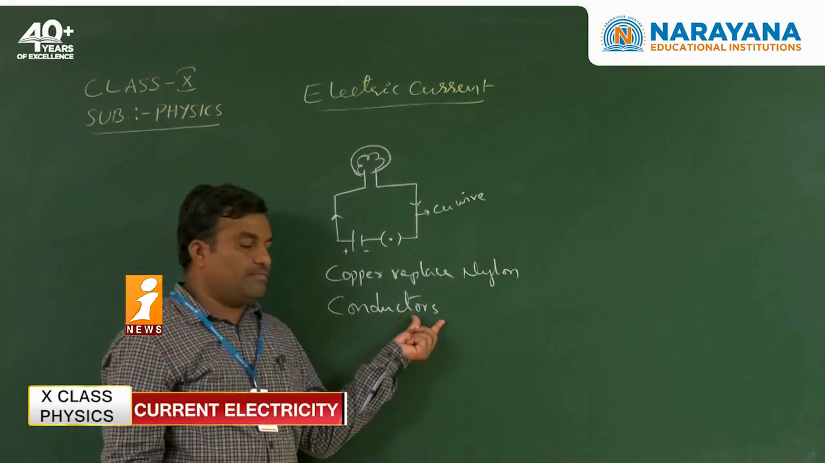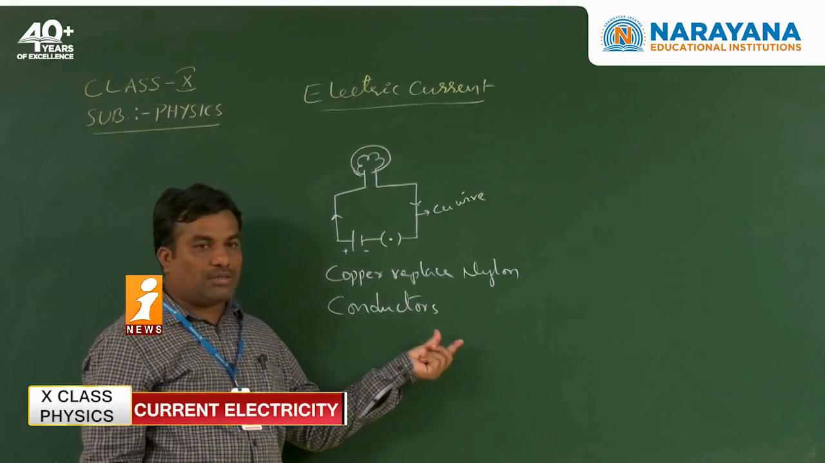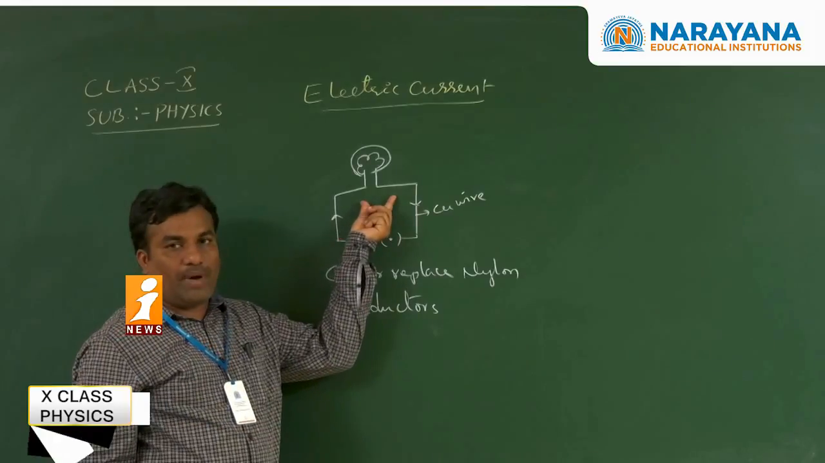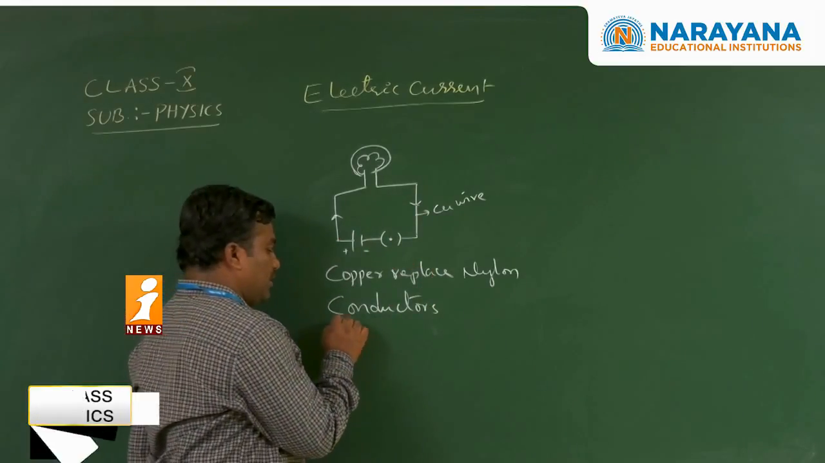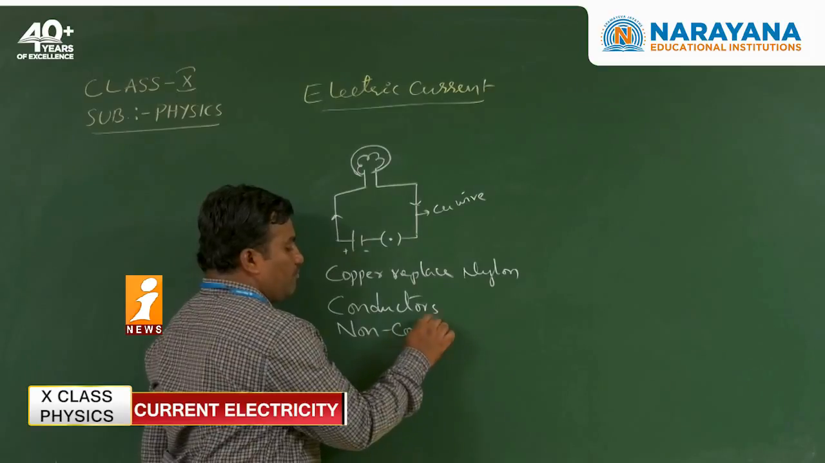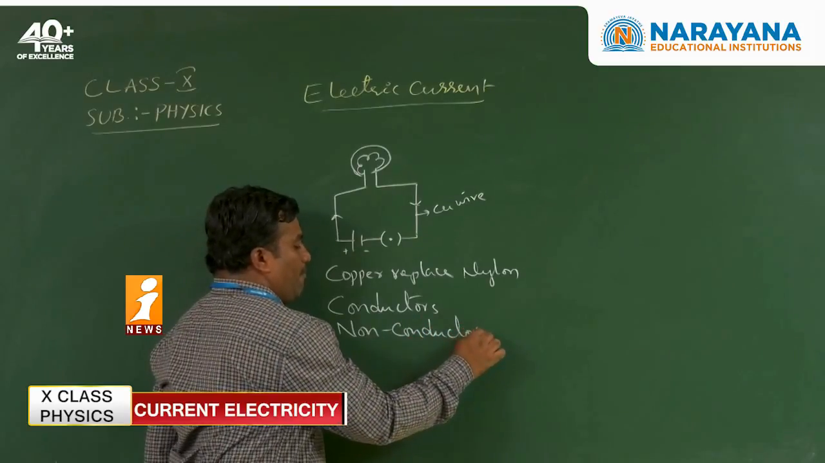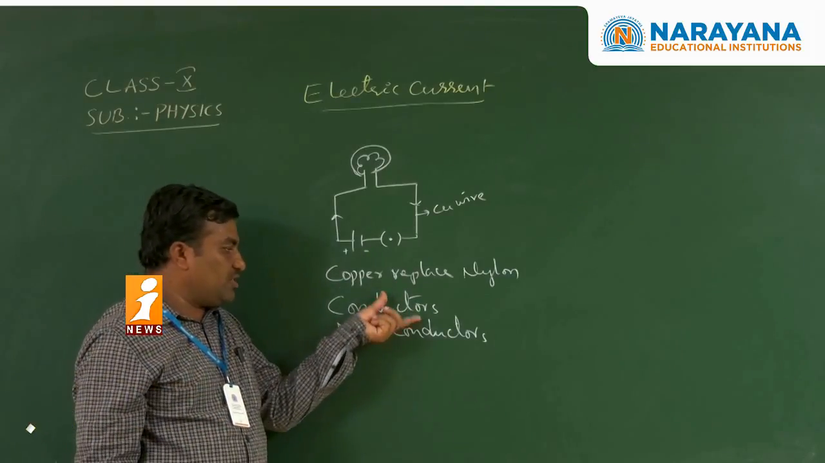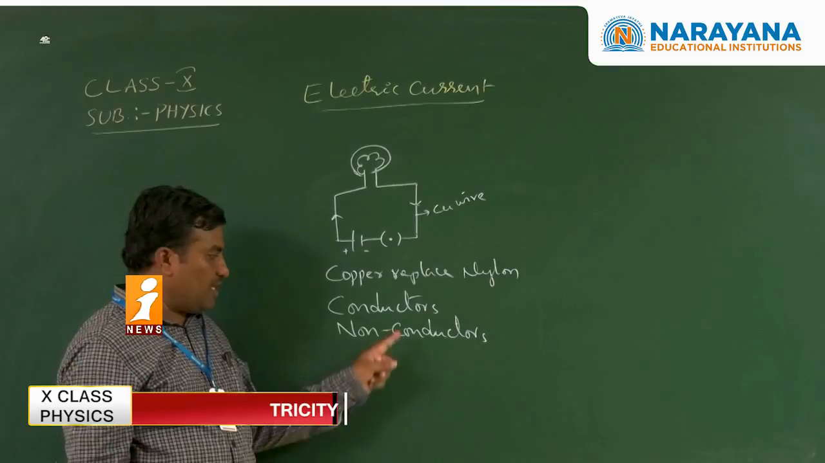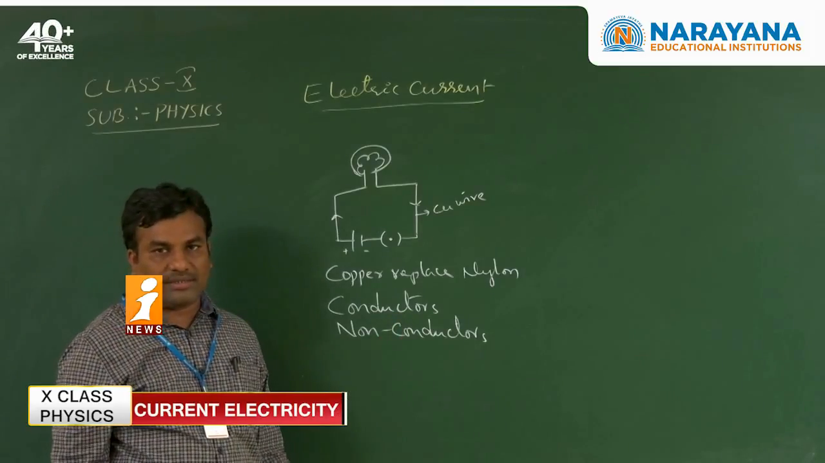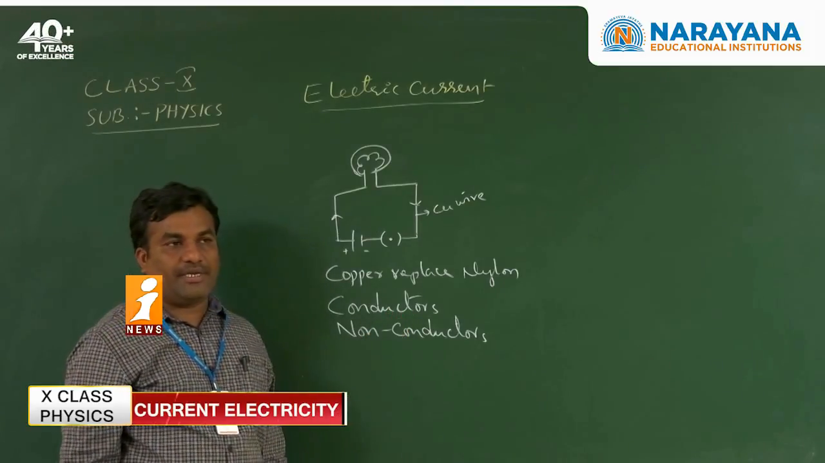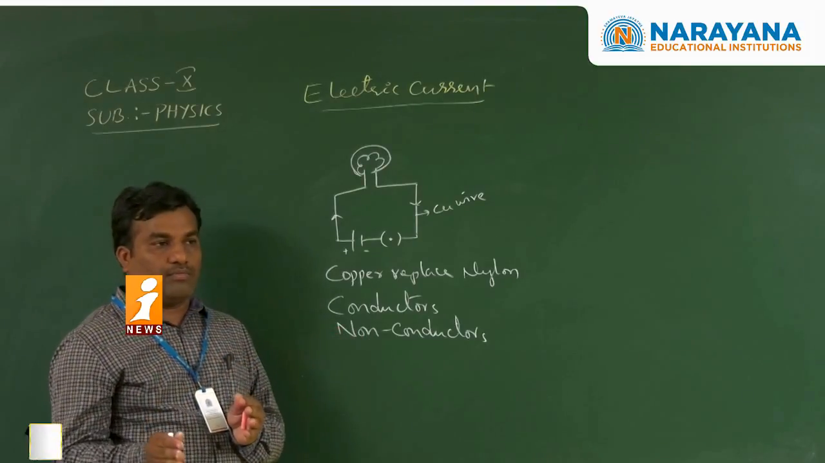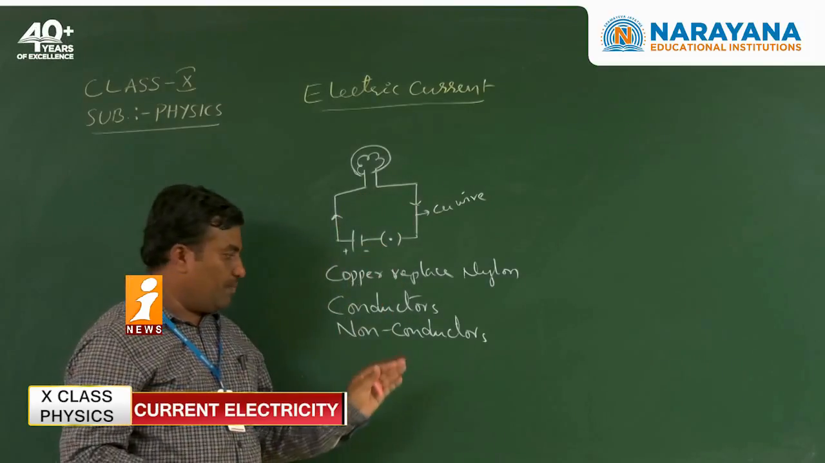Okay, the material which cannot transfer energy from battery to bulb is called a non-conductor. So based on these two situations we have two kinds of materials: one is conductors, another is non-conductors. Conductors are materials through which energy is transferred from battery to bulb. So that's why the bulb glows.